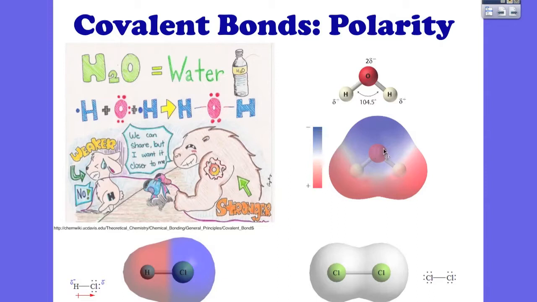If we look at this picture here, we can see that the blue is more electronegative than the red. So one side of the molecule is going to be more negative, the other side is going to be slightly positive. And this is another example with hydrogen chloride. Chlorine is more electronegative than hydrogen, so it's going to pull more electrons. This side is going to be slightly more negative, and this side is going to be slightly more positive.